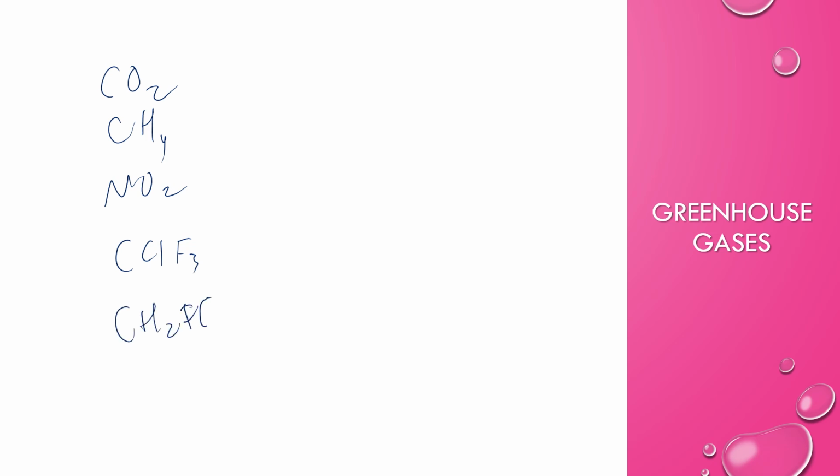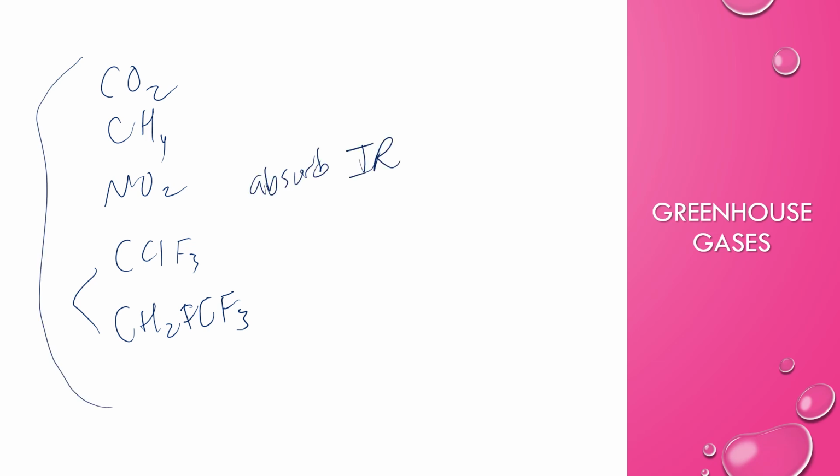I just want to take a second and relate this back to greenhouse gases. So the greenhouse gases are in our atmosphere, and some examples of greenhouse gases are CO2, CH4, NO2, and then we've got some chlorofluorocarbons like CCl-F3 or CH2F, CF3. And these are refrigerants. And when they get into the atmosphere, any of these things are going to absorb infrared radiation that bounces back off the Earth after being emitted from the sun.